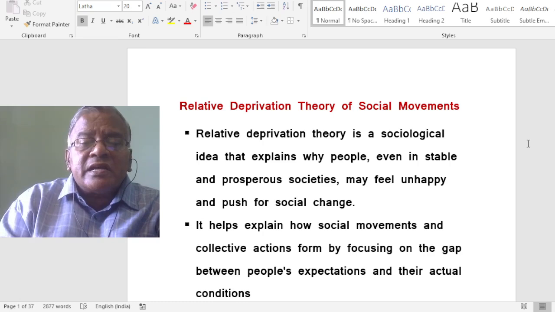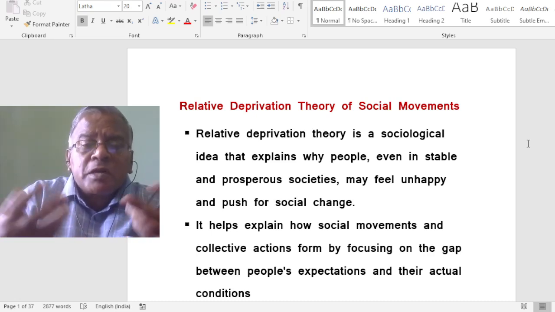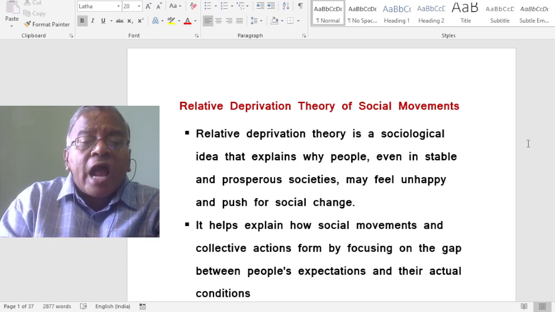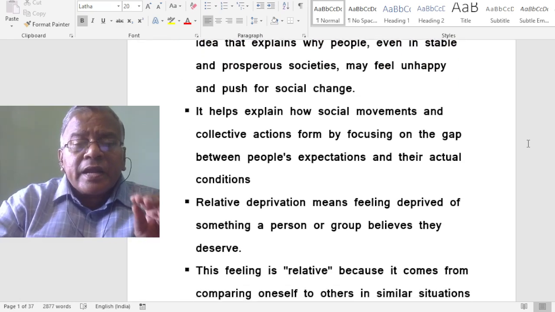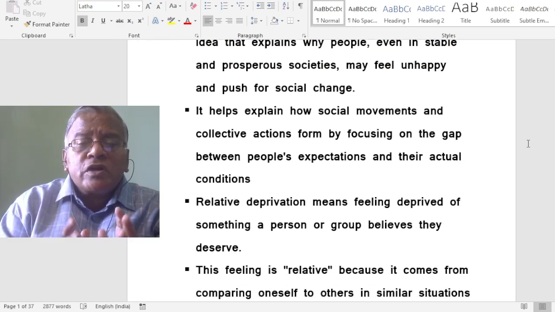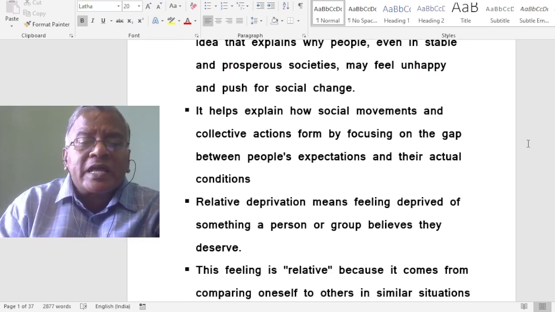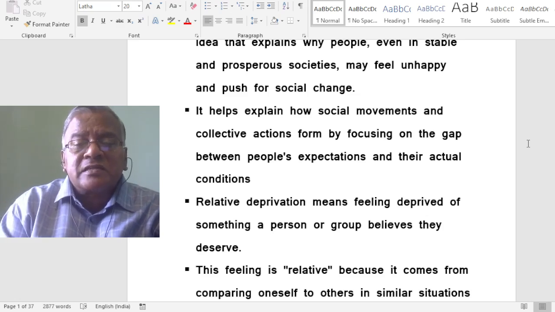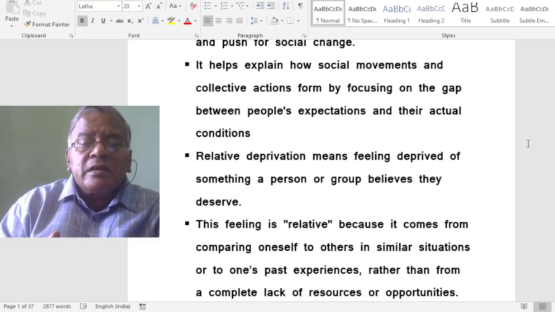Relative deprivation theory is a sociological idea that explains why people, even in stable and prosperous societies, may feel unhappy or push for social change. It helps explain how social movements and collective actions form by focusing on the gap between people's expectations and their actual conditions. Relative deprivation means feeling deprived of something a person or group believes they deserve.